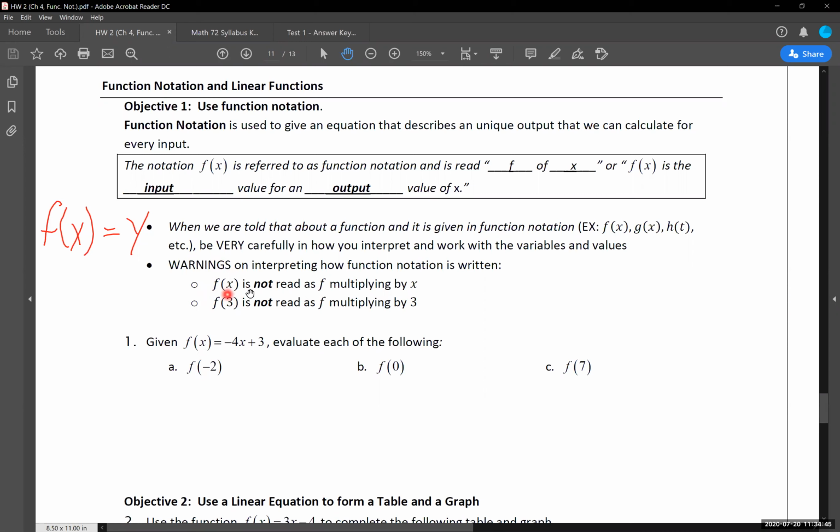So f of x is not read as f multiplying by x or f times x. Also, if we have the example f of 3, this is not read as f multiplying by 3 or f times 3. It is read as the function f with an input value of 3, or f of 3.